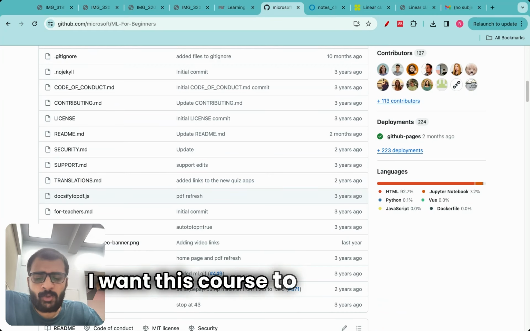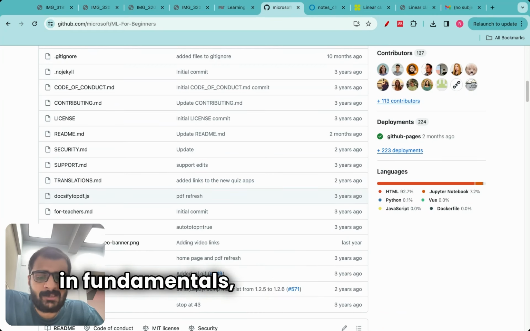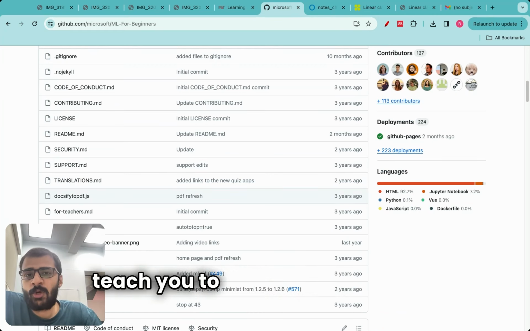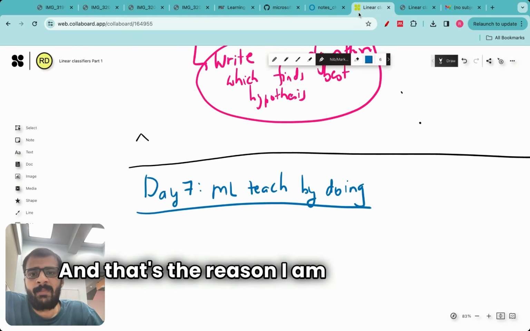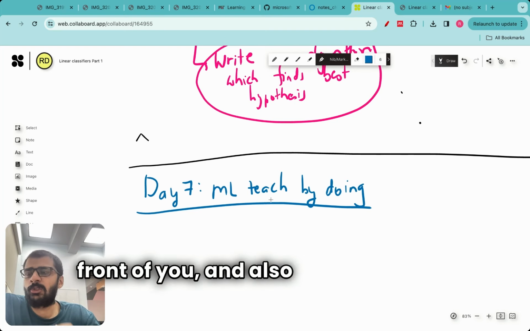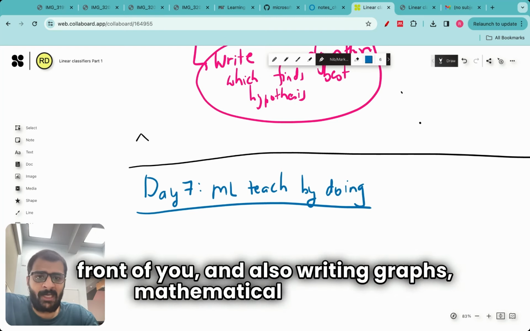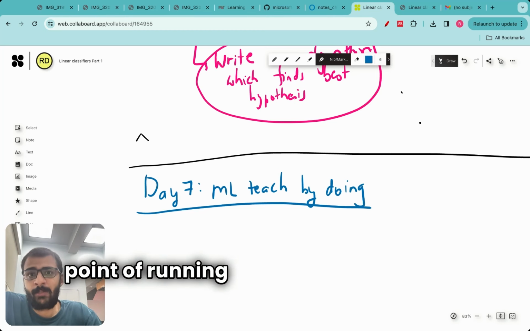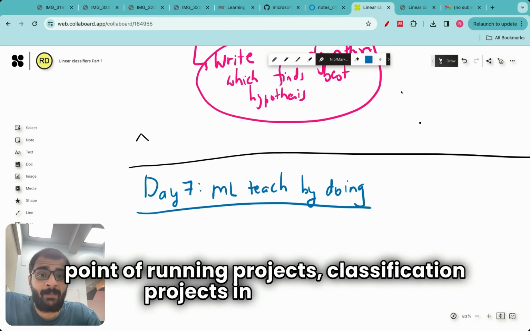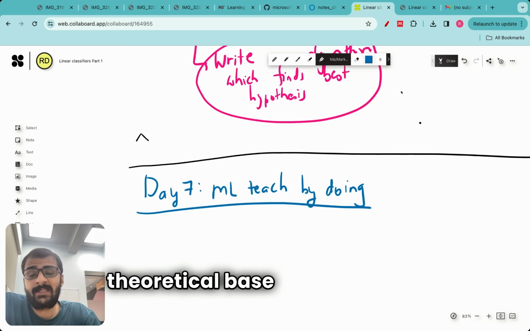I want this course to be really deep in fundamentals, and I don't want to just teach you to run code on Python. That's the reason I am making notes in front of you and also writing graphs, mathematical equations, etc., so that when we actually come to running classification projects in Python, your theoretical base is very strong.